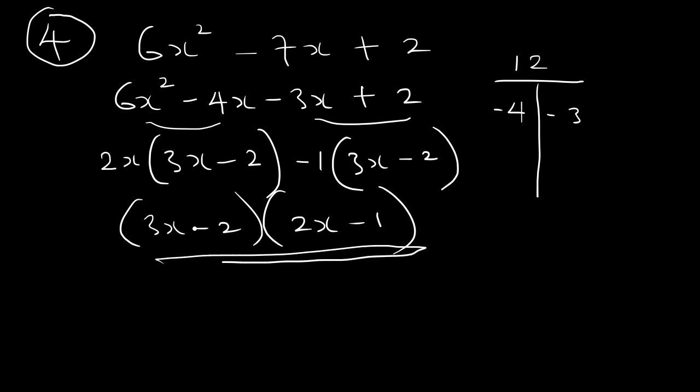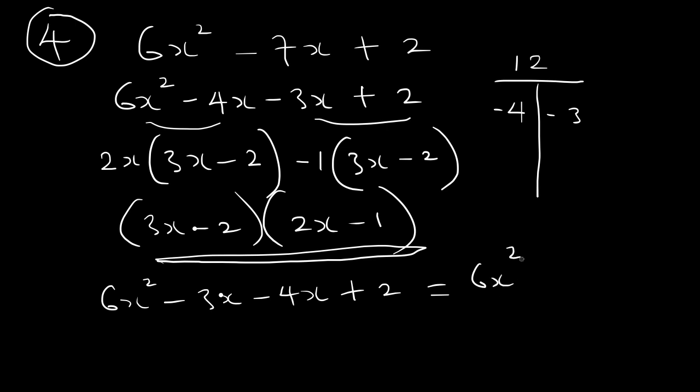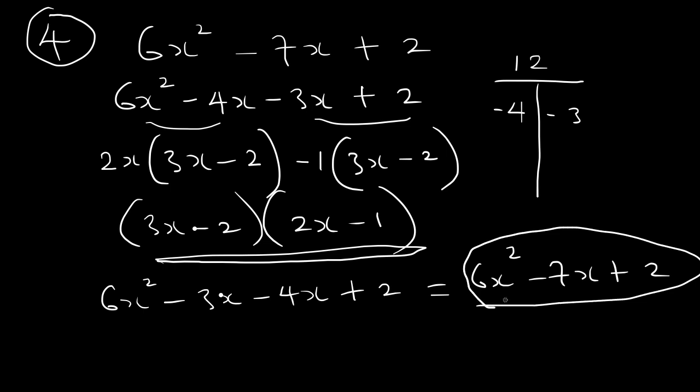We can confirm by expanding. So 3x times 2x is 6x squared. 3x times minus 1 is minus 3x. Minus 2 times 2x is minus 4x. And minus 2 times minus 1 is plus 2. So if we take like terms, 6x squared, minus 3 minus 4 is minus 7. That becomes minus 7x plus 2 to confirm our answer.